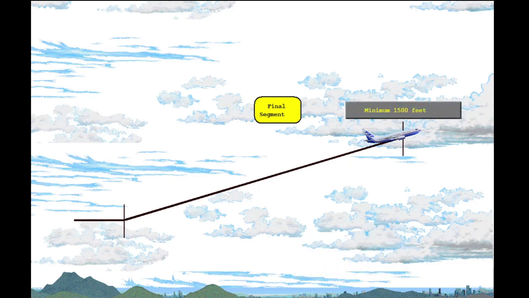The final segment and the takeoff flight path is complete when all obstacles have been cleared or the airplane has reached a minimum of 1,500 feet above the airport elevation. Any of the climb requirements may limit the maximum takeoff gross weight. If a requirement cannot be met, the takeoff weight must be reduced until the airplane climb performance meets the climb requirements.